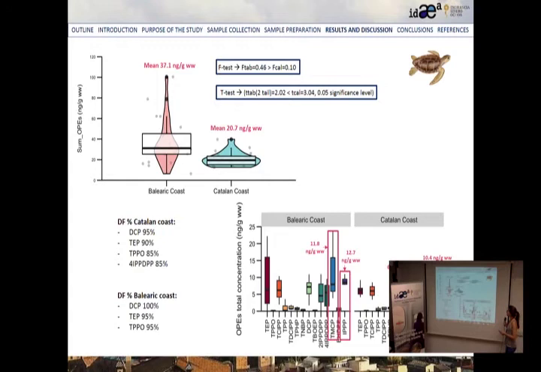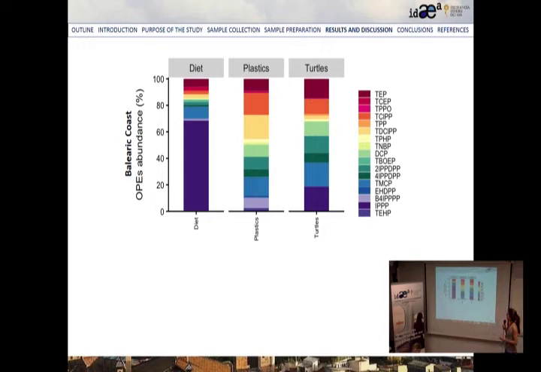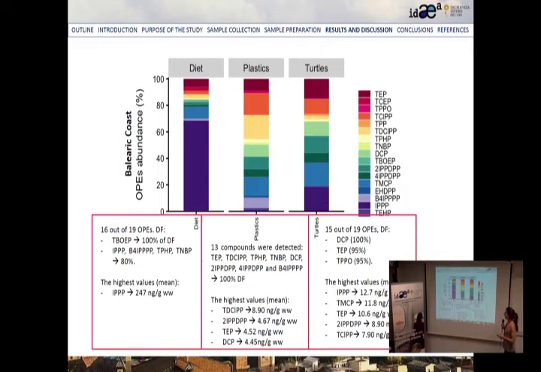Here we compare the diet, plastics, and turtles from the Balearic coast with the OPE abundance. We can see that in the diet we found 16 out of 19 OPEs, and the most common compound is TBOEP. We found it in all samples, and it is followed by these four that are found in 80% of samples. The highest mean value is for APPP. This is a high value.